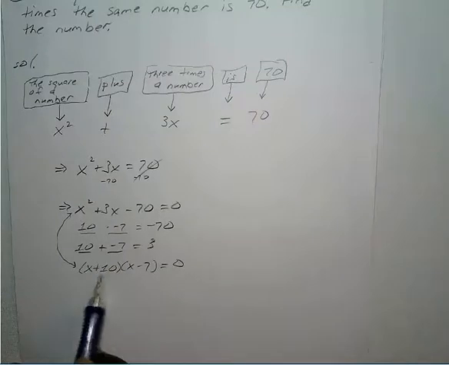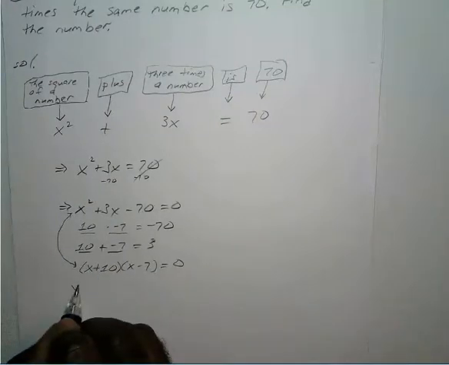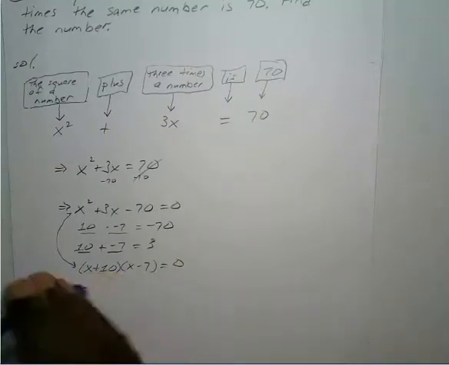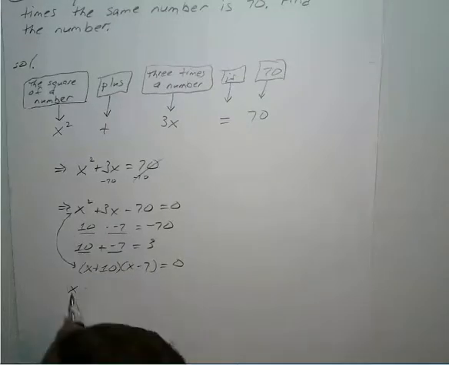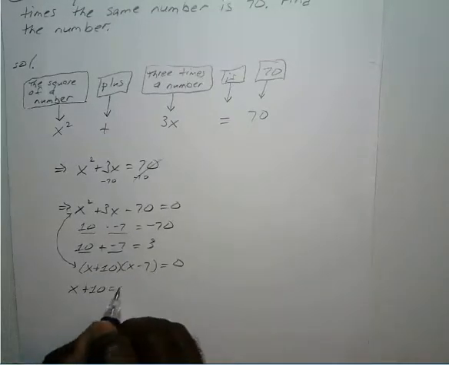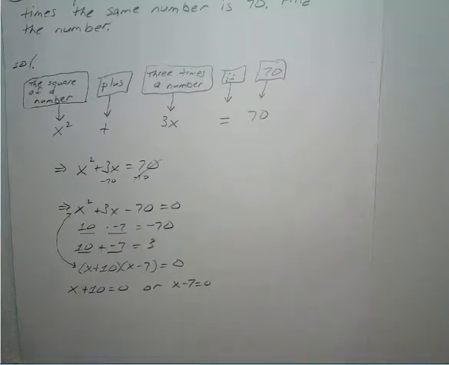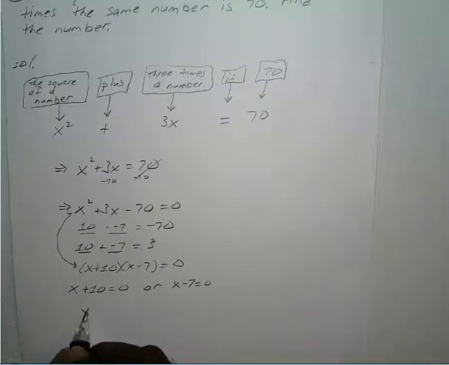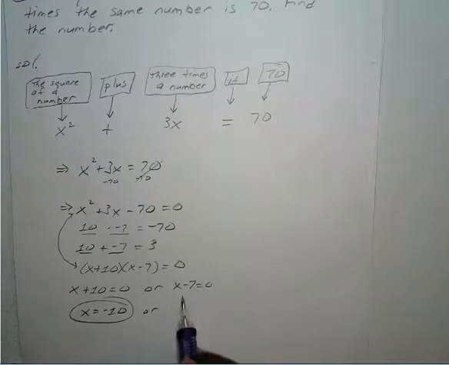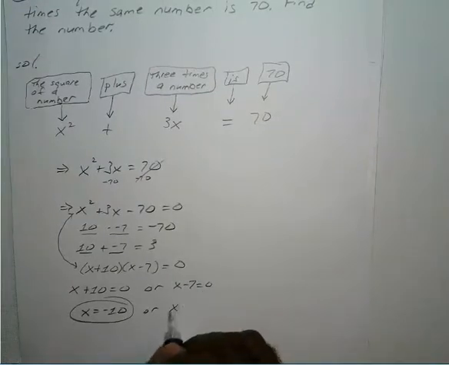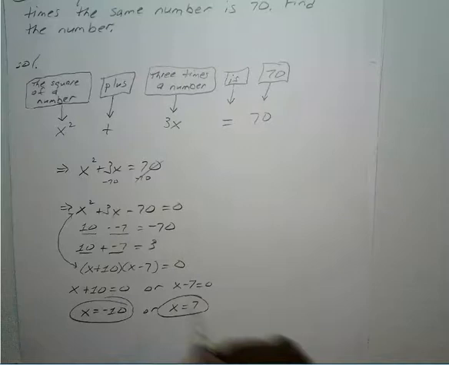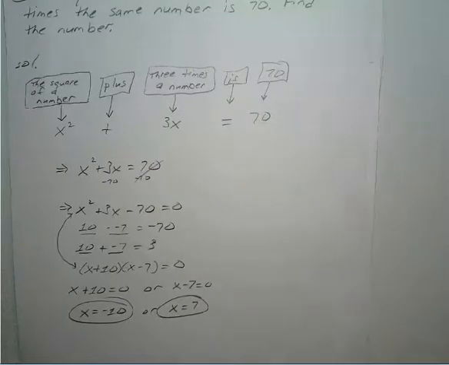So now all we have to do is set both of those to 0. x plus 10 equals 0, or x minus 7 equals 0. If we subtract 10 from both sides, we have x equals negative 10. Or if we add 7 to both sides here, we have x equals 7. So either one of those numbers could be your solution.